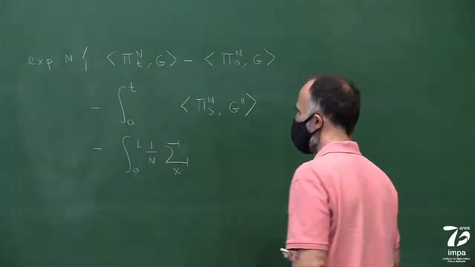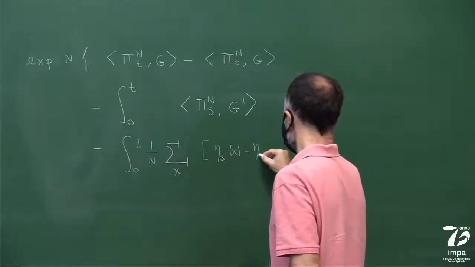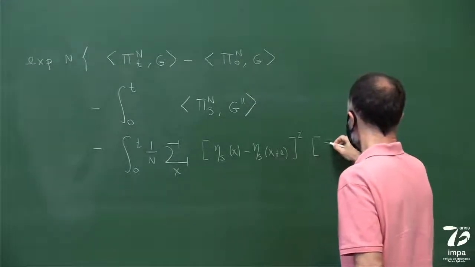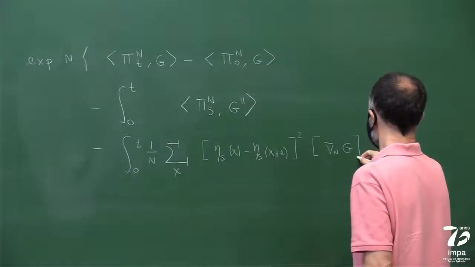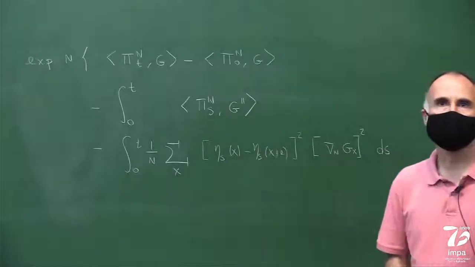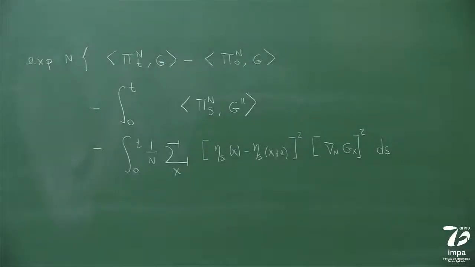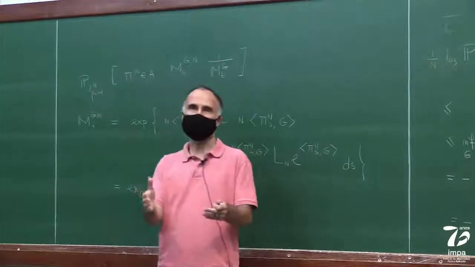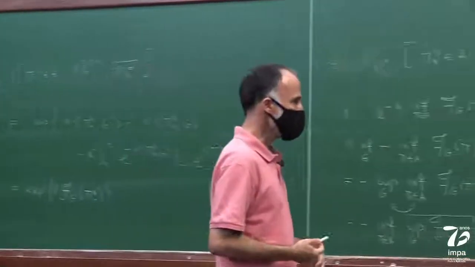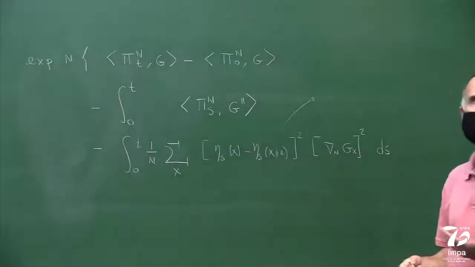And the problem was with the nonlinear term, because we had here eta s x minus eta s x plus e square times the gradient n g at x square ds. And the problem is that this is not a function of the empirical measure, so I don't have this identity. And this is exactly the problem we faced when trying to prove the hydrodynamical limit. So what did we say? We said, let's try to exchange this with a function of the empirical measure.